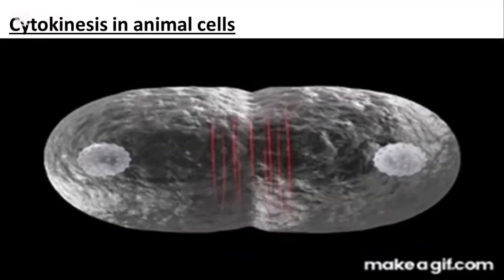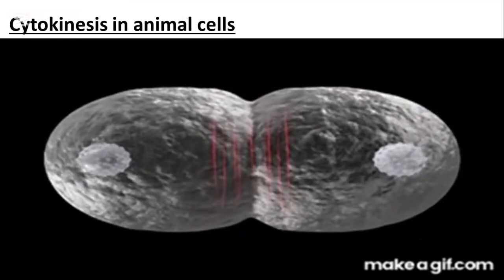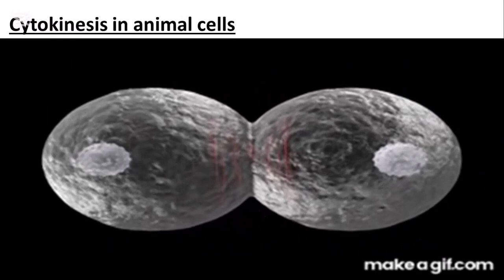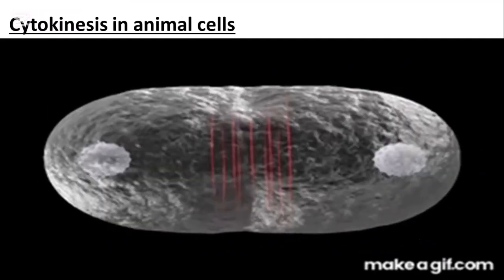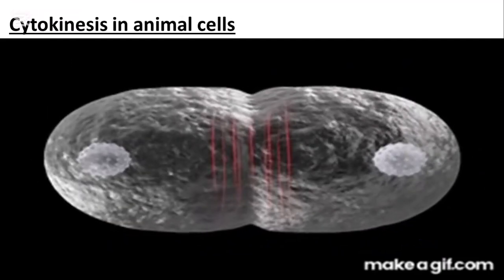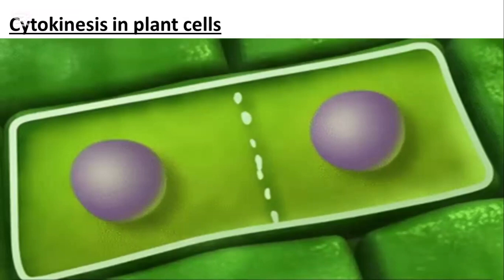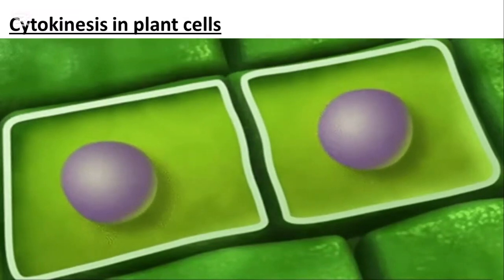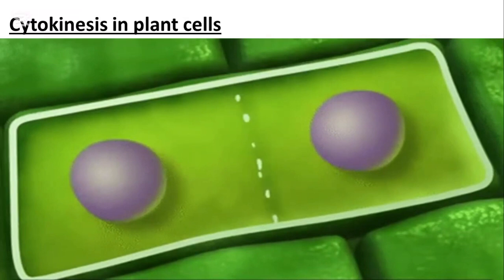In animal cells, a cleavage furrow will form and the cell will pinch inward. In plant cells, it will be different. You can see in the animation how the cleavage furrow happens from the outside, but in plant cells a cell plate will form from the center, and that plate helps in the formation of the new cell membrane and cell wall, which then leads to the separation of one cell from another. This is all about division.